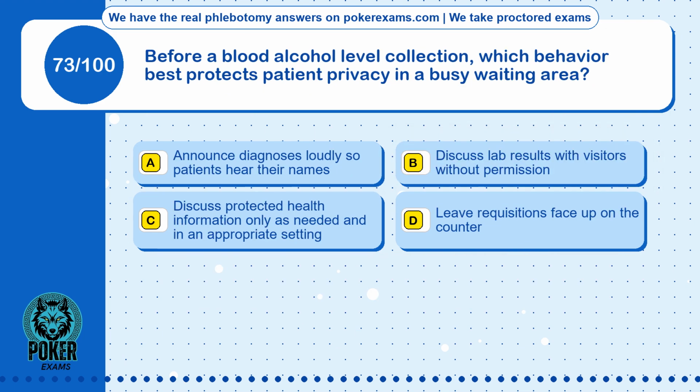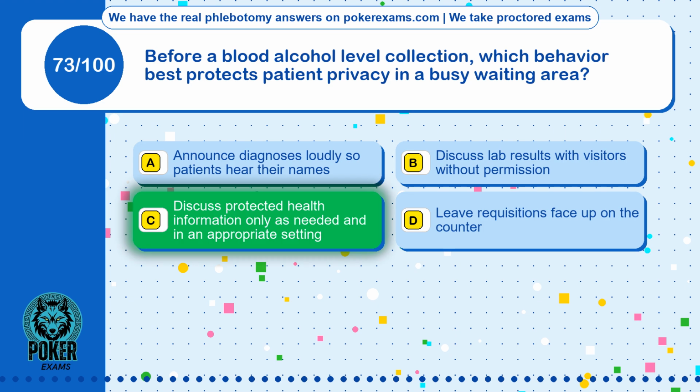Question 73. Before a blood alcohol level collection, which behavior best protects patient privacy in a busy waiting area? Option A. Announce diagnoses loudly so patients hear their names. Option B. Discuss lab results with visitors without permission. Option C. Discuss protected health information only as needed and in an appropriate setting. Option D. Leave requisitions face up on the counter.